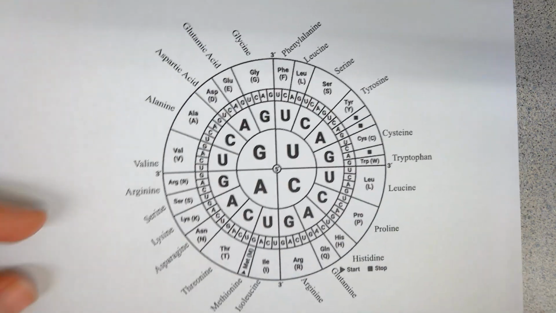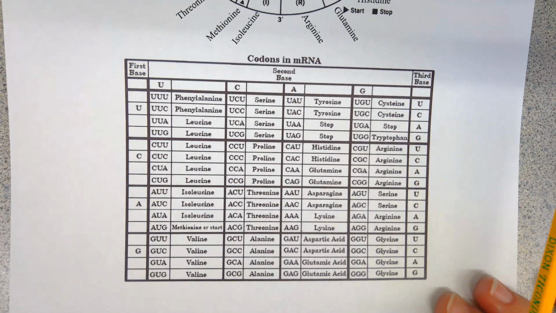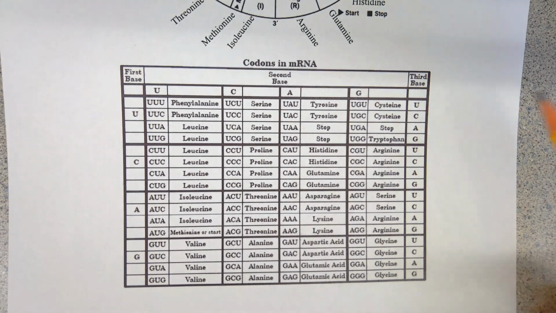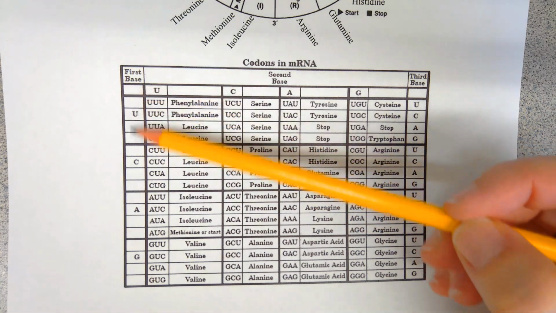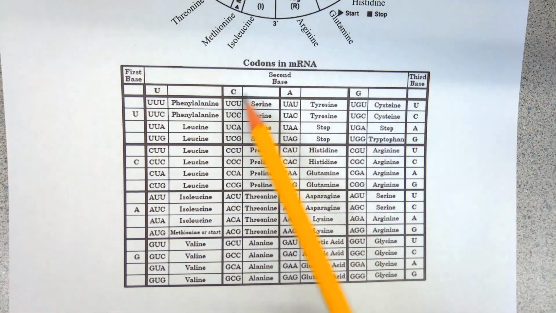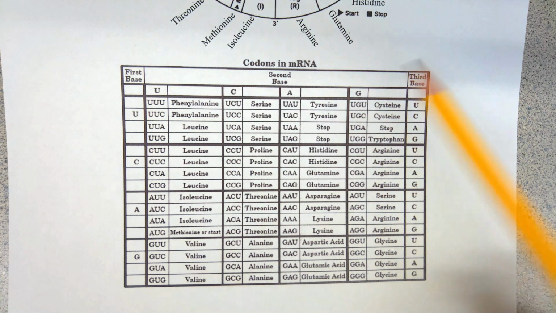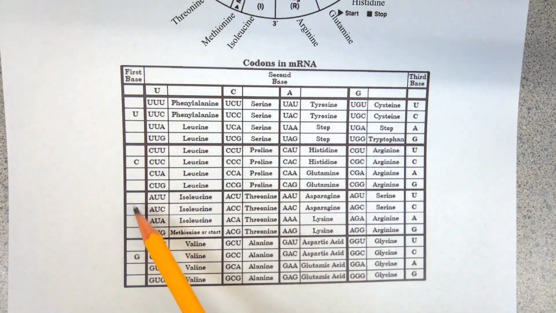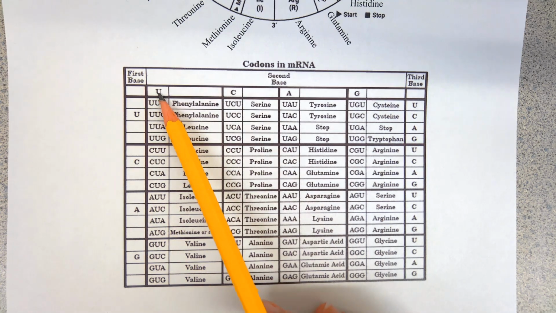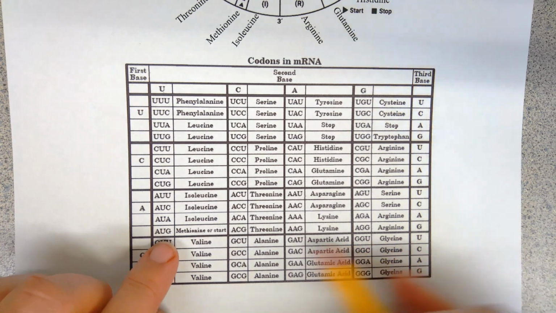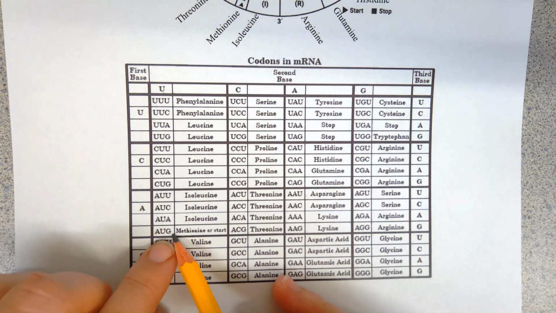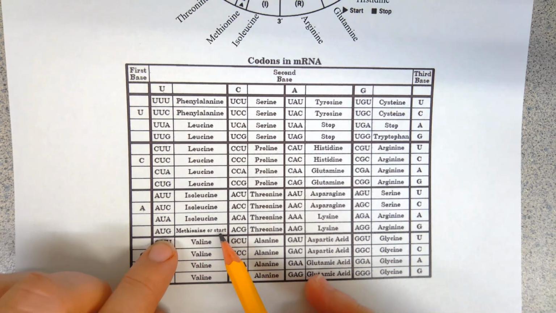All right, let's take a look at the bottom chart. So we still have our codons, and you're going to look at the first base over here on the left, the second base across the top, and the third base over here on the right. So if you're again doing your start codon, AUG, you've got your first letter A, second letter U, and then the third letter G, and where those all go together, there you find methionine or your start codon.